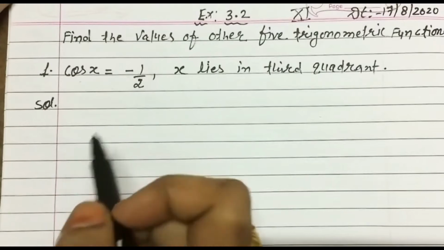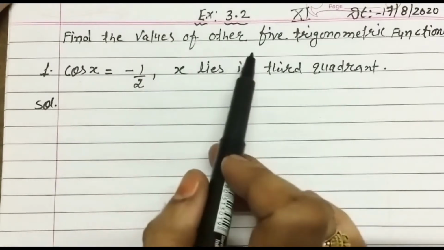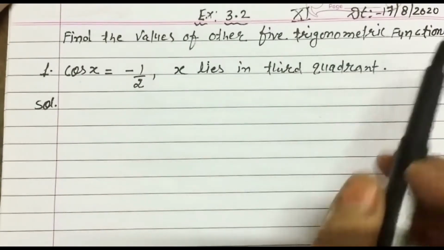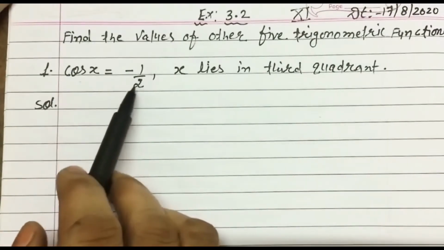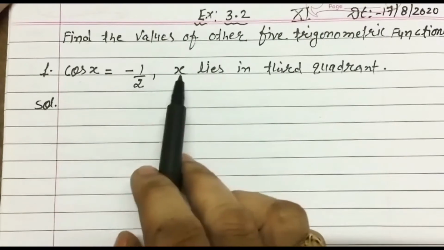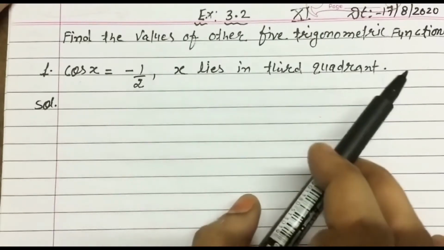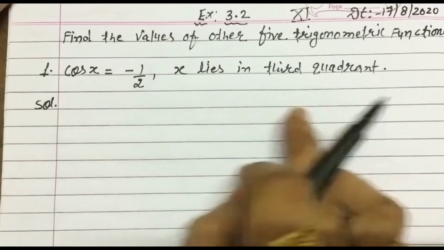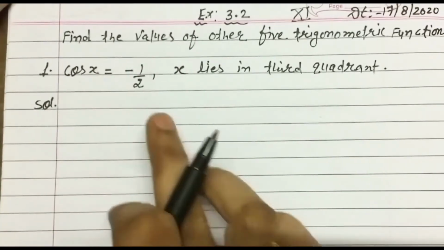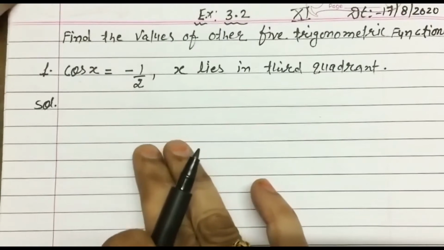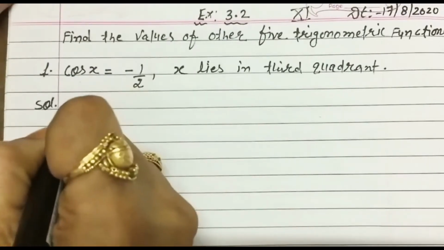Question number one. Find the values of the other 5 trigonometric functions. First, cos x is equal to minus 1 by 2, and here x lies in the third quadrant. So in the third quadrant cos x is negative. There are two methods to solve this type of question. First, by using identities.